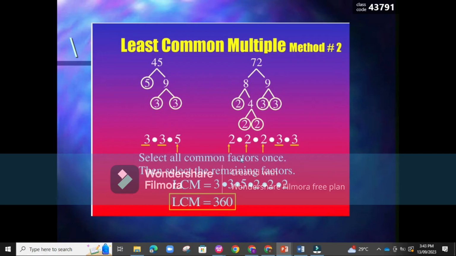Okay, select all common factors. The common factors, and write it once, are only 3 times 3. The same here, 3 times 3. So write that once. So that's 3 times 3. The one that we underlined, we are going to write that once. So that is a pair. You have 1 3 here, you also have 1 3 here, another 3, another 3. So you have to write 3 times 3. Then list down the remaining factors that are not common. So times 5 times 2 times 2 times 2. So the least common multiple between 45 and 72 is 360.